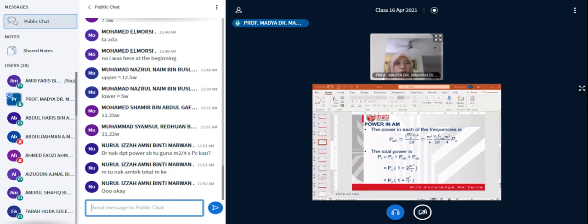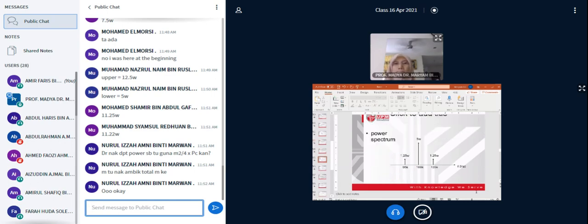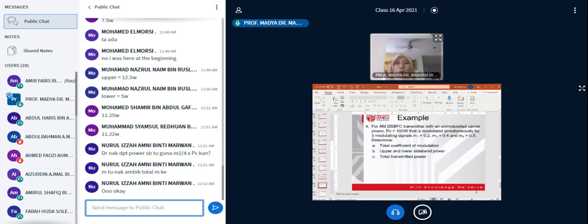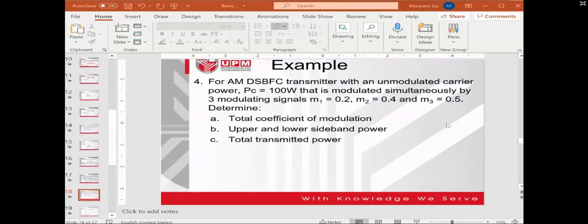Shami answered 11.25. I think Shamsul, you didn't put in the 0.671. I think you left the 1, that's why you get 11.22. So actually, when you square root the M earlier and then square it back, you get 0.45, because you total up all the M squared. Let me show you. You total up all the M squared, you get 0.45. So when you square root, you get 0.671.